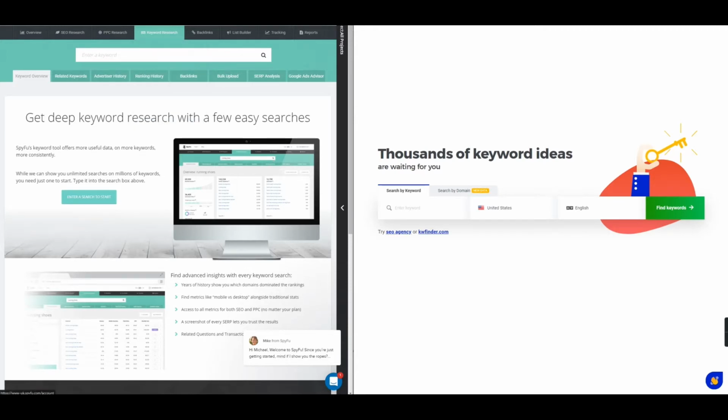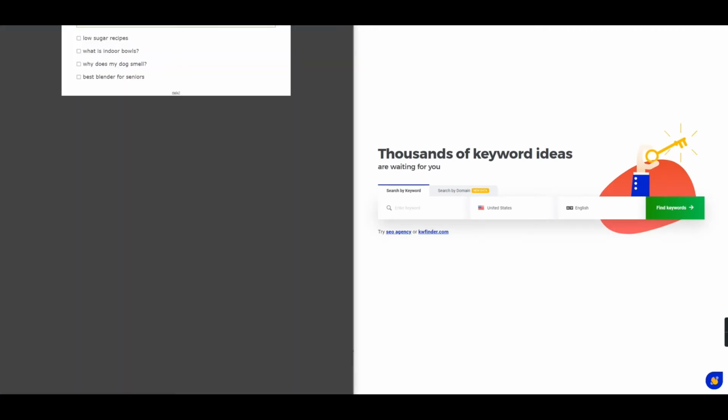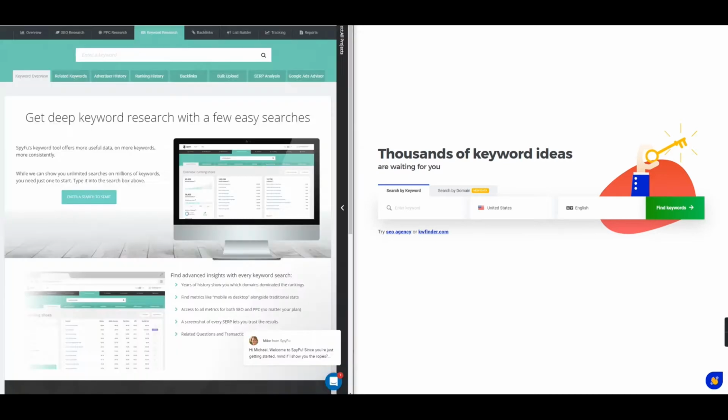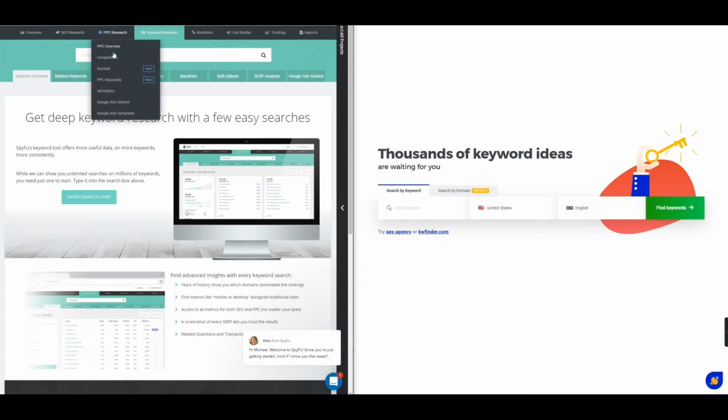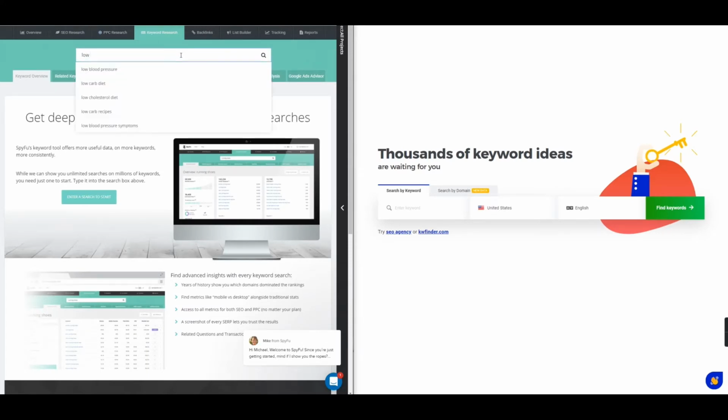So without further ado, let's look at the list. My first one, I'm going to do low sugar recipes. Whoops, I accidentally clicked another button, sorry about that. So let's try Spyfu first, low sugar recipes.